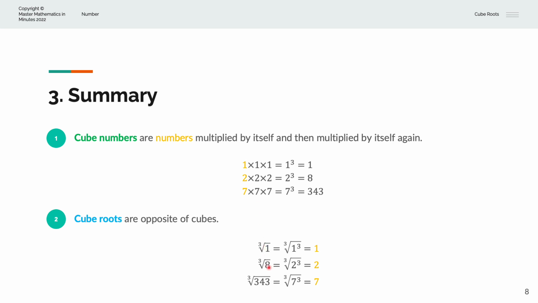And similarly, we have the cube root of 8 as equal to the cube root of 2 to the power 3, and that is equal to 2. And finally, the cube root of 343 is equal to the cube root of 7 cube, and that is equal to 7.